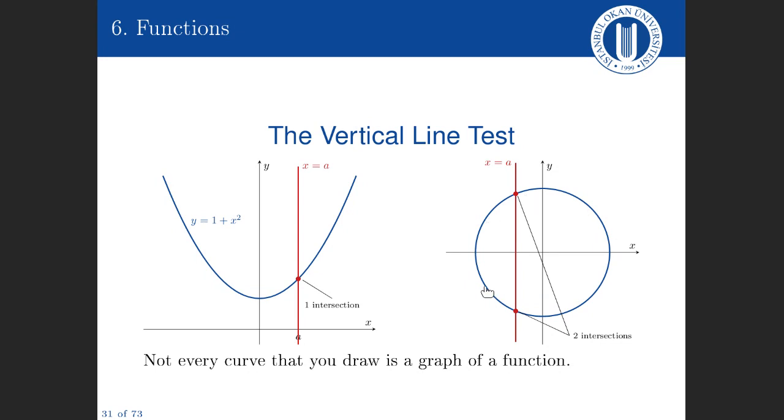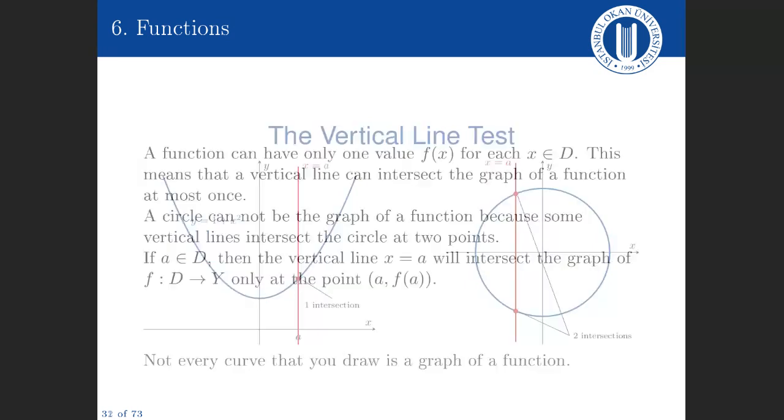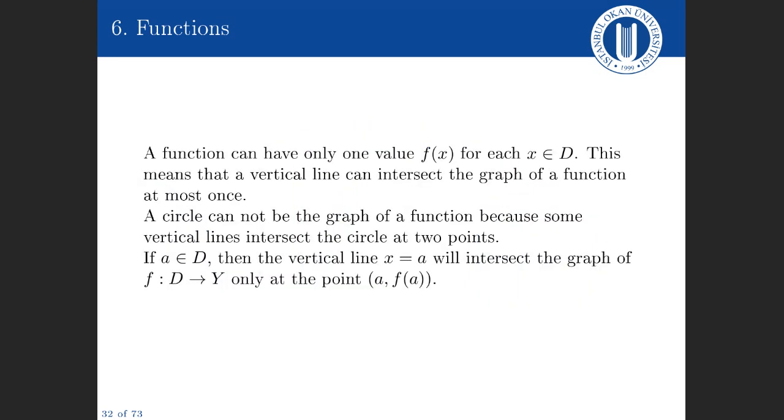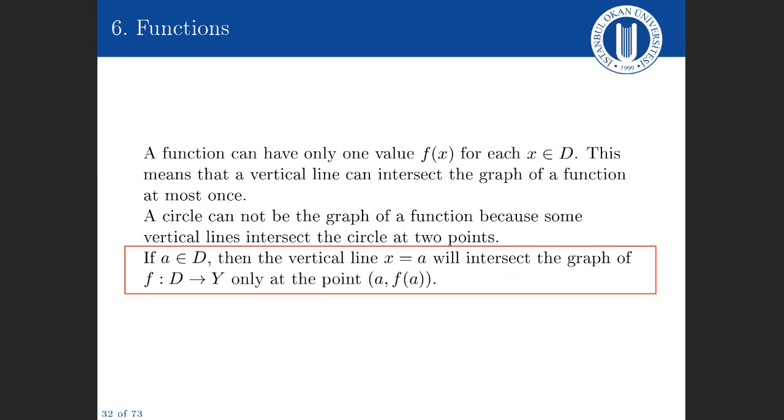However, if I drew a circle, some vertical lines would intersect the circle at 2 points. This tells us that a circle cannot be the graph of a function. If a is in the domain of the function, then the vertical line x is equal to a will intersect the graph of the function f only at the point a, f of a.